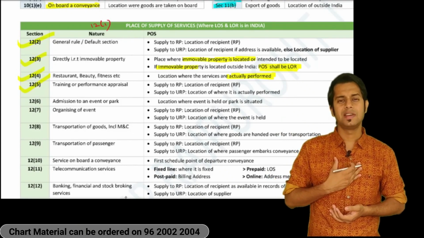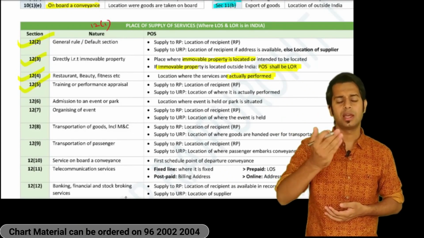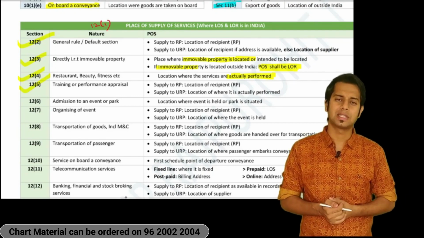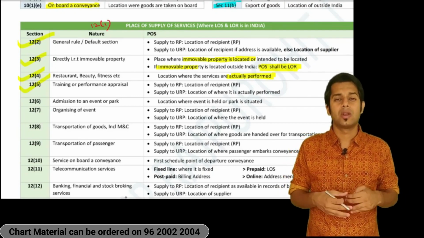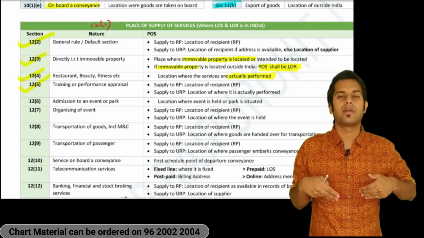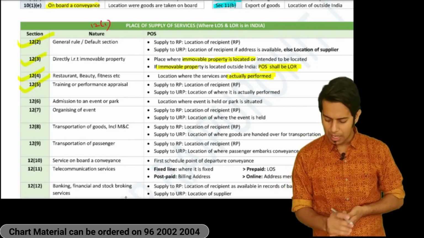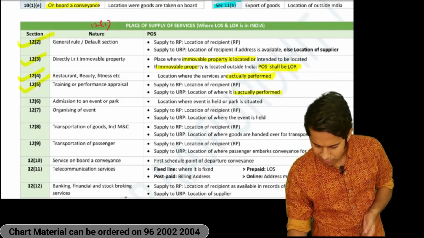Now, Dilip is giving services to students. He is training the students. Now, the students are all unregistered persons. What is the place of supply, sir? The location where it is performed. As of now, I am performing this at my house. So, the place of supply will be the location where I am performing, the location where it is performed.